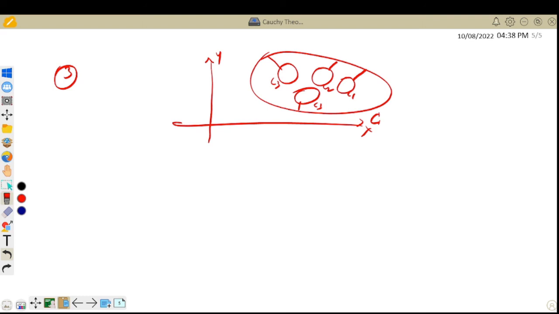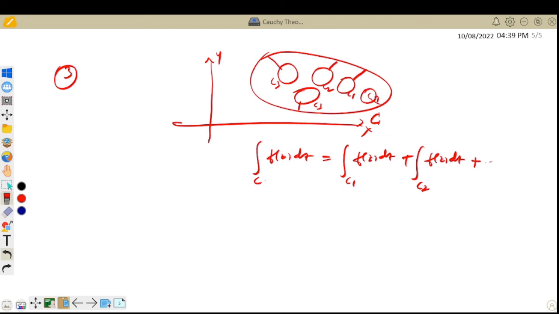Since we know that f of z is analytic inside and on the simple closed curve C and in the annular region, what will happen? The integration of f of z dz over curve C is equal to the integral of f of z dz over curve C1 plus the integral over curve C2 plus, if you have a number of curves, up to Cn, the integral of f of z dz over curve Cn. So that's it. These are the consequences of Cauchy's theorem.